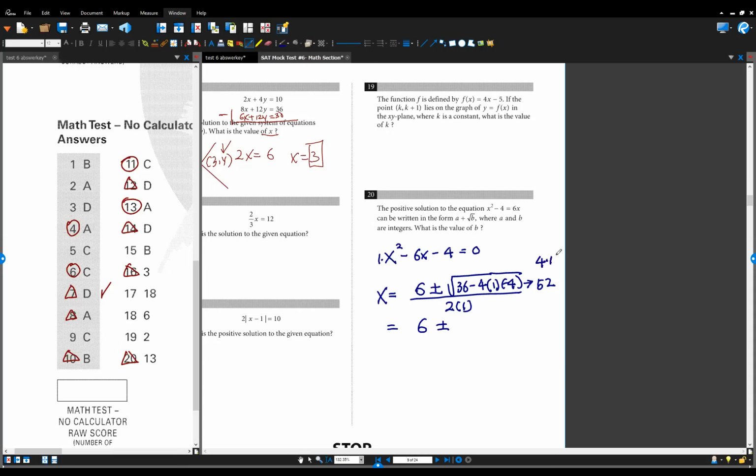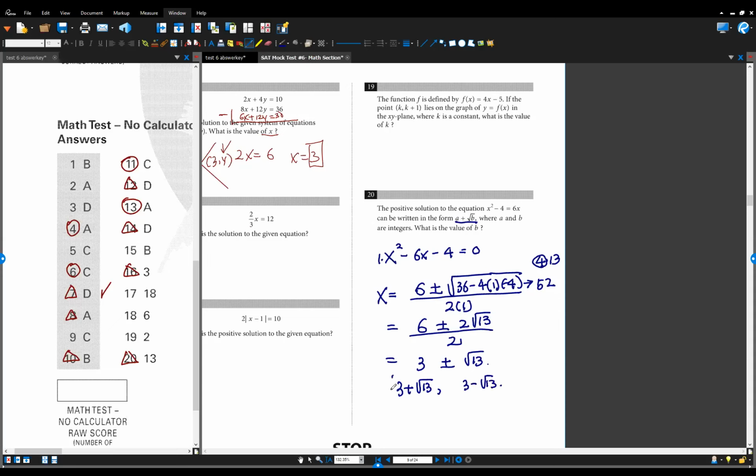4 times 13 is 52. This is a perfect square number, 4. 2 squared comes out, 2 is out, inside is still 13, over 2. But not in this form, so divided by 2 again. Now 3 plus or minus the square root of 13, right? One solution is 3 plus root 13, the other one is 3 minus root 13.